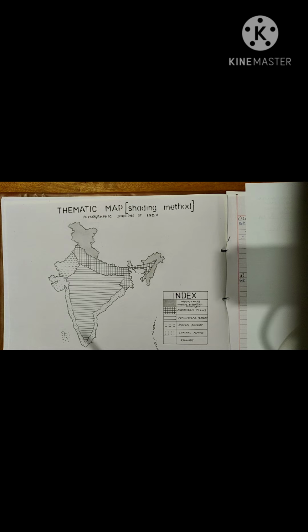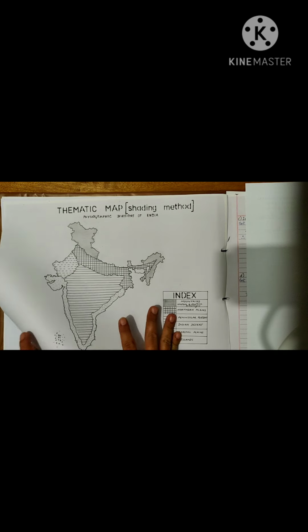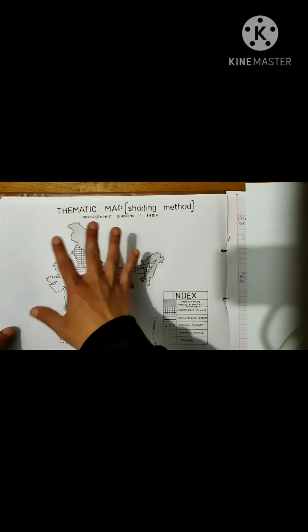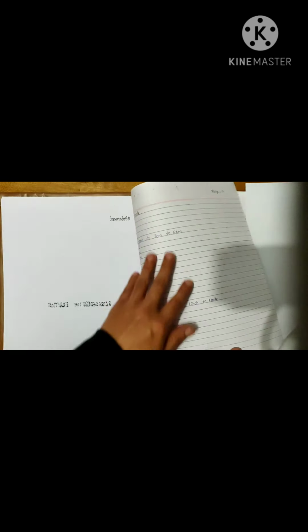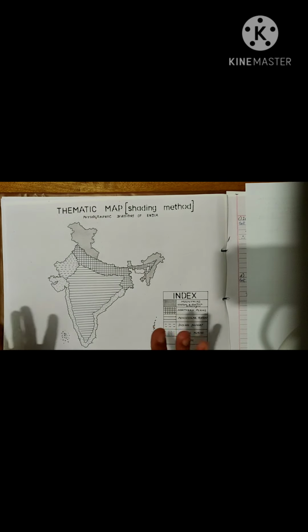Another important thing that you have to keep in mind is that when you draw the map on the blank side of the practical copy, do not draw anything or write anything on this side. If you write here, your drawing will be disrupted. It won't be neat and tidy, so avoid writing anything here. Keep this blank. You draw on this part. This is how your thematic map using the shading method will look.